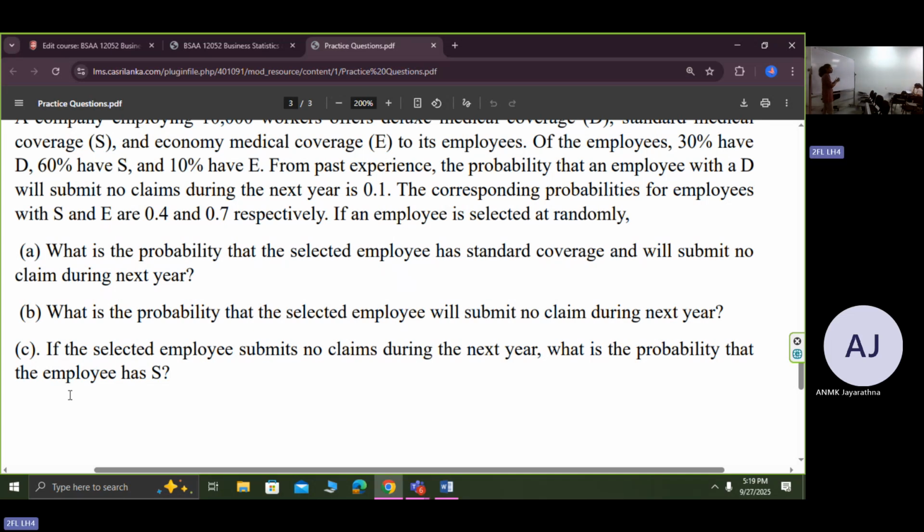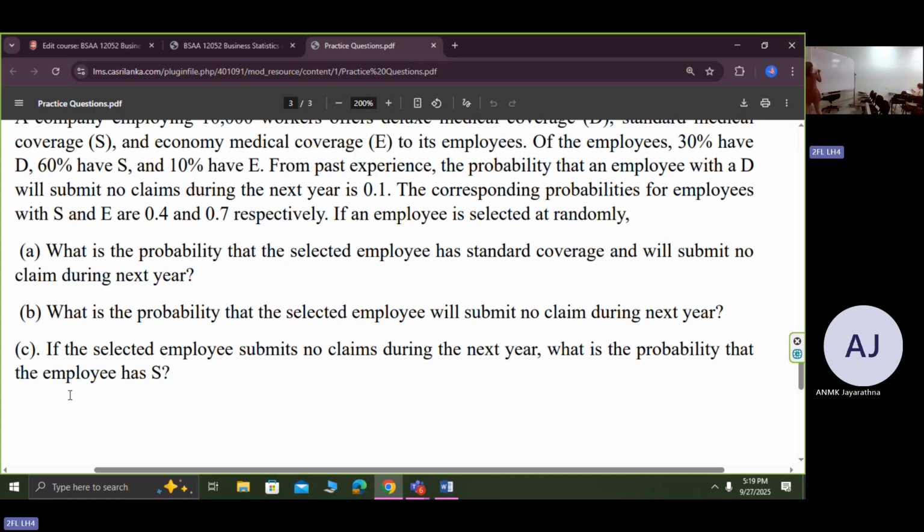Yeah, then after that we find out that particular employee has the standard medical coverage. Understood? Then we can write this. Employee submits no claim during the next year. What is the probability that particular employee has standard medical? Understood? Then how do we find the answer here?